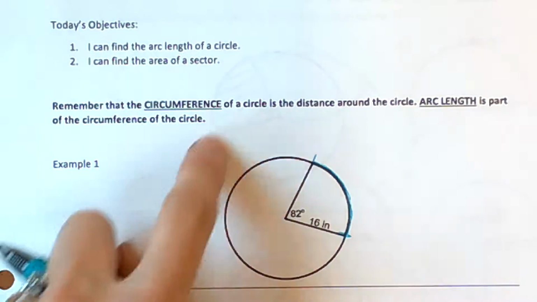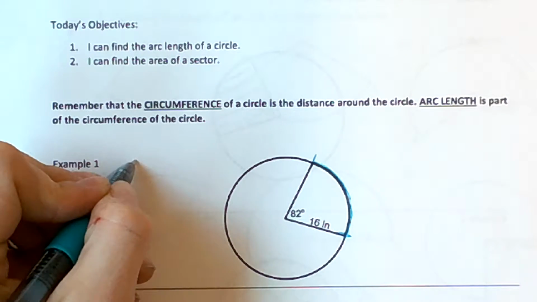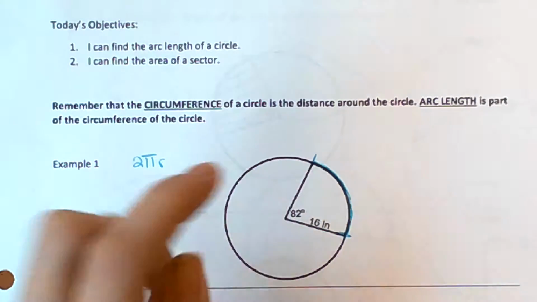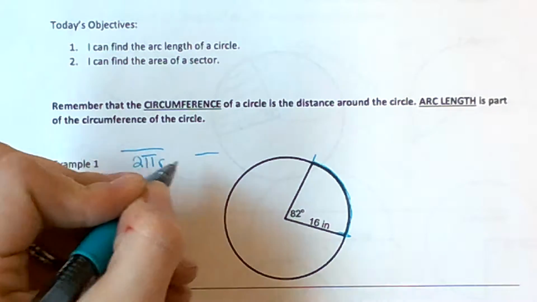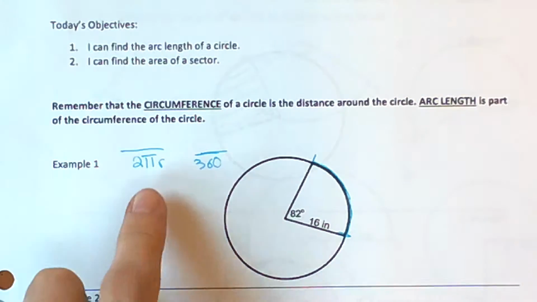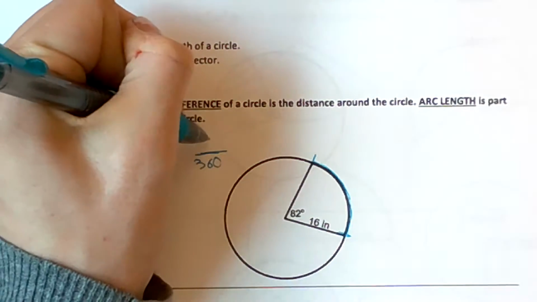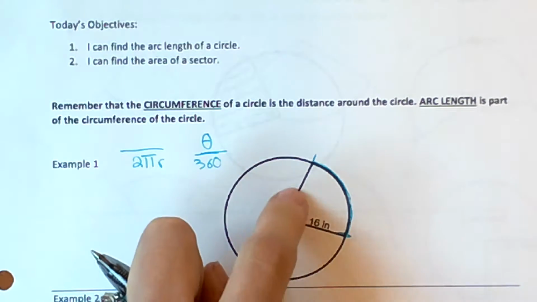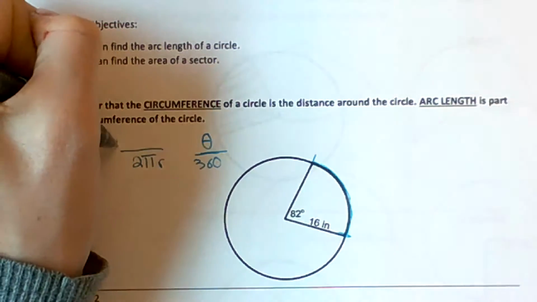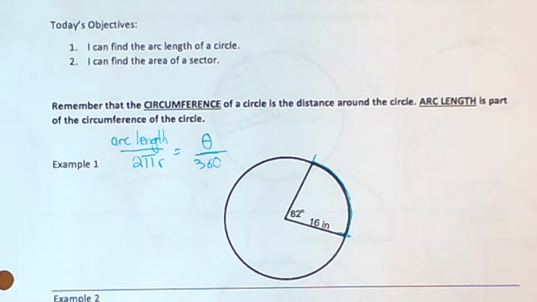Now, one thing that we know is that the entire distance all the way around is the circumference. That is the 2 pi r. Also, how many degrees are in a circle, all the way around? We know that's 360 degrees. So we're going to compare the total number in the circle to how many degrees are in the arc, also known as theta. How many degrees is that arc length? And then over here, what is my arc length? So this is going to be one way to help us figure this out.